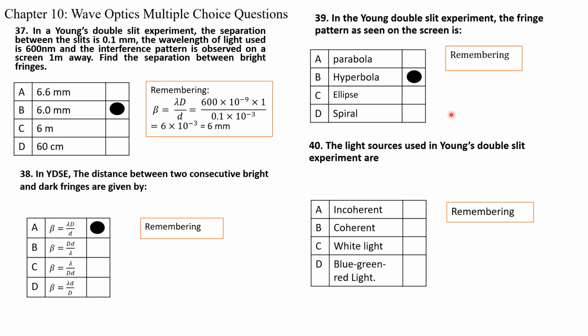Next question. The light source used in Young's double slit experiment is. So you also have to remember the type of light source used in Young's double slit experiment. Option A is incoherent, option B is coherent, option C is white light, and D is blue, green, red light. The light source in Young's double slit experiment is a coherent source. So option B is correct, and you please lock it.